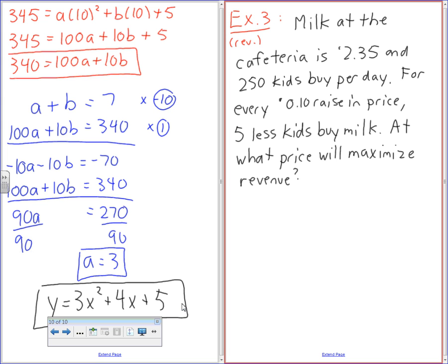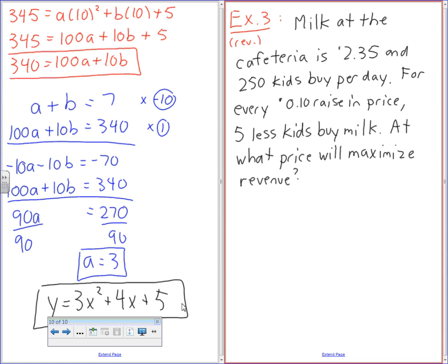Okay, all right, so here it says, milk at the cafeteria. I'm going to read it out for those at the back that can't see. Milk at the cafeteria is $2.35, and 250 kids buy every day, which I don't know if it's true or not. I don't know how much milk they go through. For every 10 cents raise in price, 5 fewer kids buy milk. At what price will revenue be maximized?